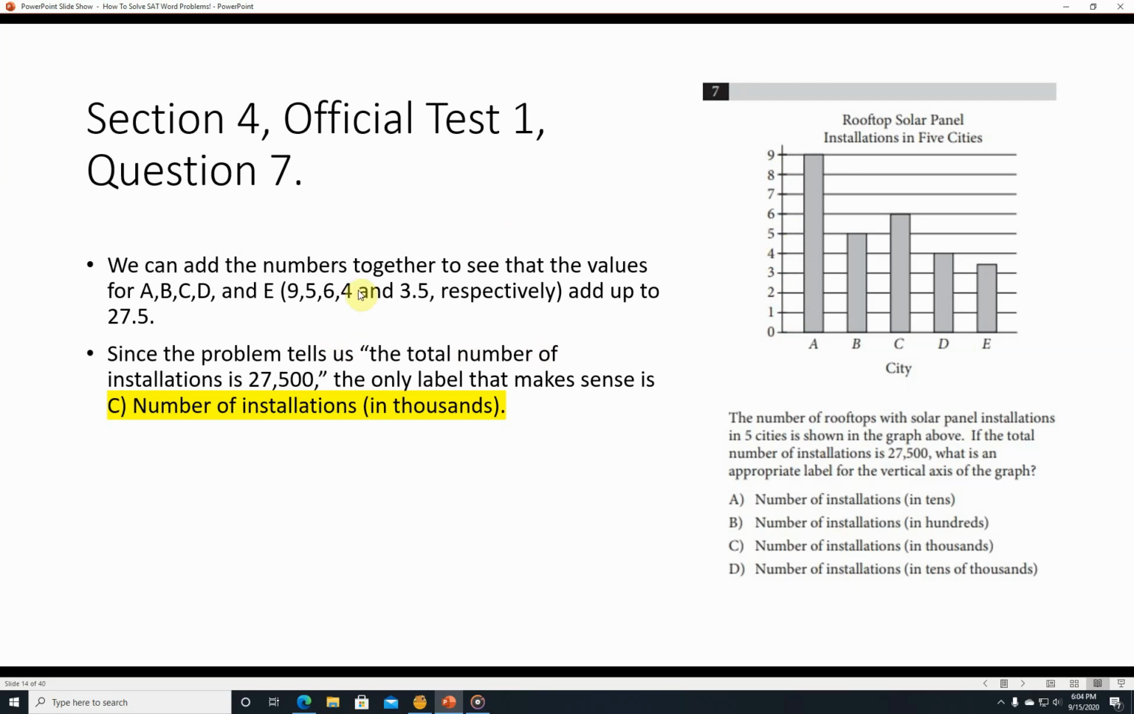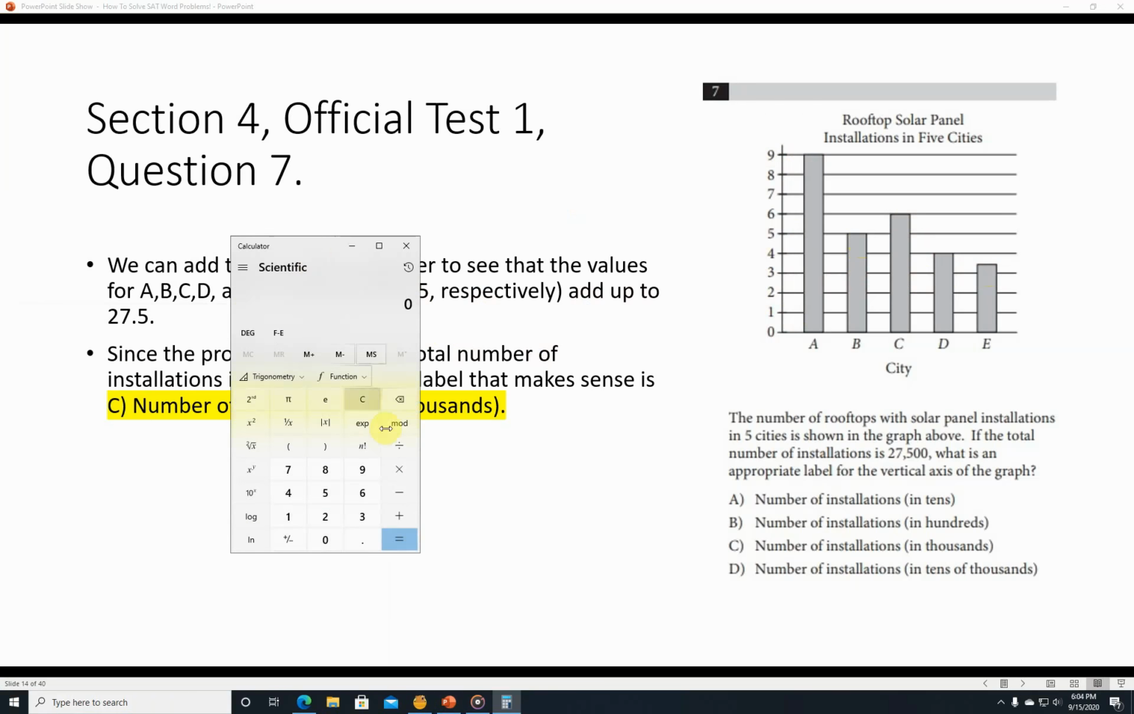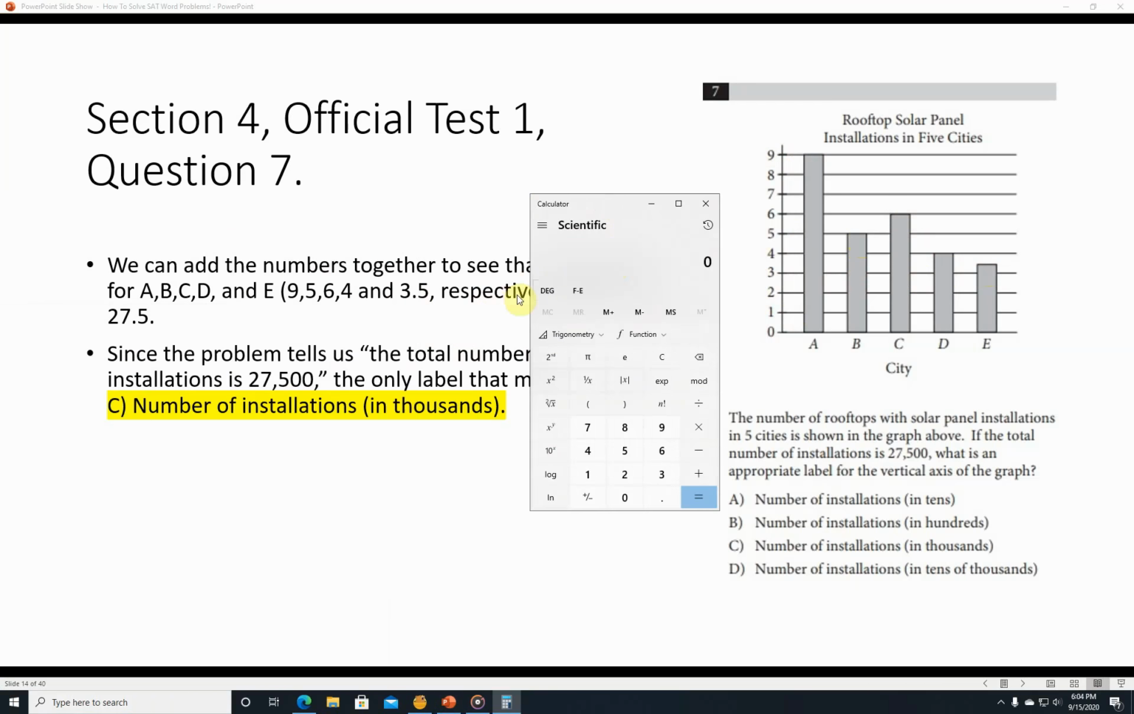All right, so if we add these together really quickly, we get 9 plus 5 plus 6 plus 4 plus 3.5. That adds up to 27.5. We can even use a calculator, which I do recommend. If you can use a calculator, please do use a calculator. So that's 9 plus 5, that's 14. Plus 6 is 20. Plus 4 is 24, plus 3.5 is 27.5.